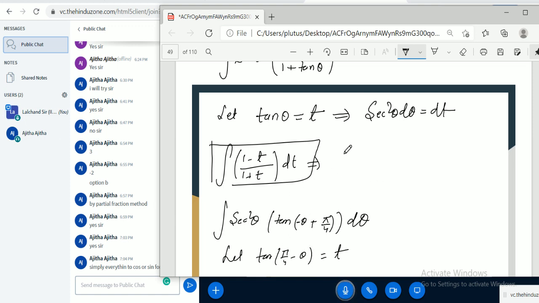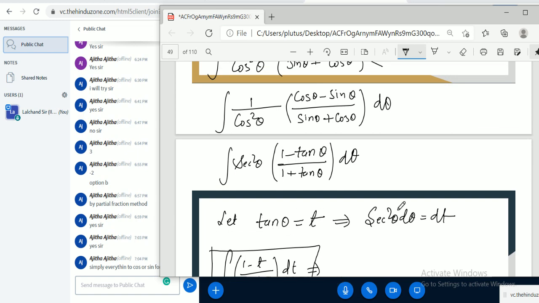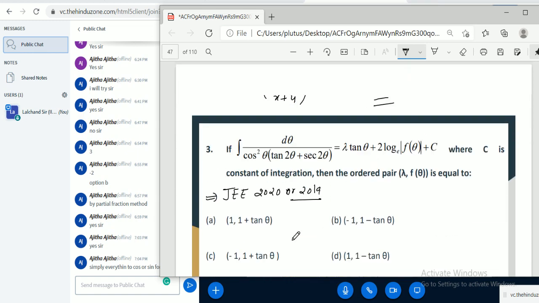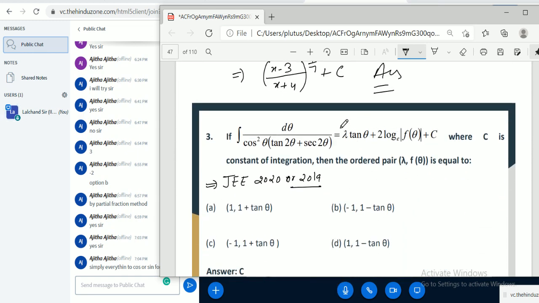So can you integrate either way, this way or this way? Can you try? Okay, fine. If you integrate this further, you will compare with this function and you will get the value of lambda and f theta. Okay, so let us end this session here. Bye bye.